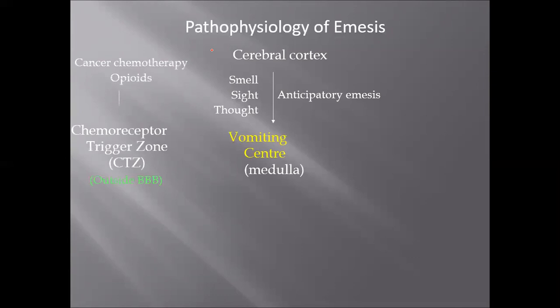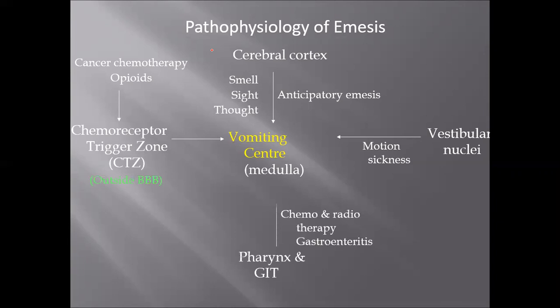Then we have the chemoreceptor trigger zone, which is located outside the blood-brain barrier, where cancer chemotherapy agents or opioids act, leading to stimulation of this center. It further communicates this to the vomiting center, leading to stimulation. Then we have centers located in the vestibular nuclei, which are stimulated specifically when we are going through some high travel, maybe sea travel or mountain travel. We tend to have motion sickness that is due to the stimulation of vestibular nuclei.